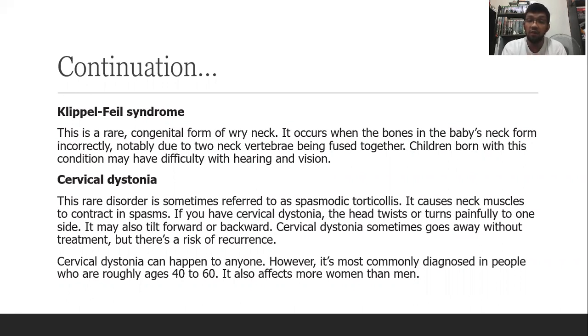This kind of wry neck can happen to anyone, but it is more common in this age group, 40 to 60 years old, and it's more common in women than in men. So this type of wry neck, cervical dystonia, is common in middle age, 40 to 60, and in women.